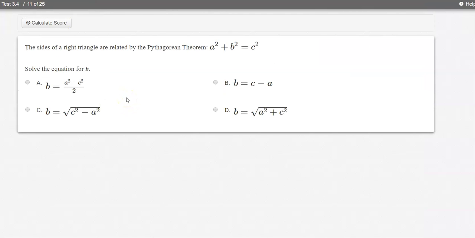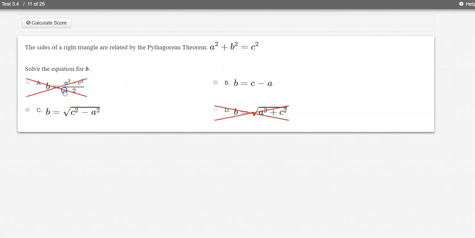The sides of a triangle are related by the Pythagorean theorem. Solve for B. So here's B. I need to get everything but B off this left side of this equal sign. So notice this is added to a squared. So you would subtract a squared, which means you could eliminate answer D because there's no subtract anywhere in that one. And then you would take the square root of both sides.